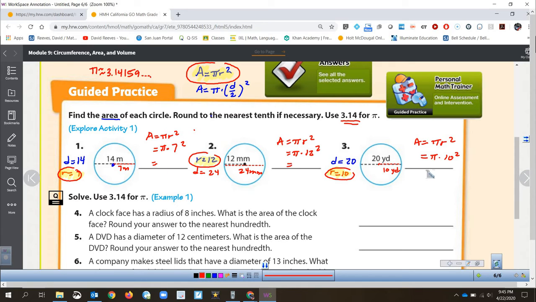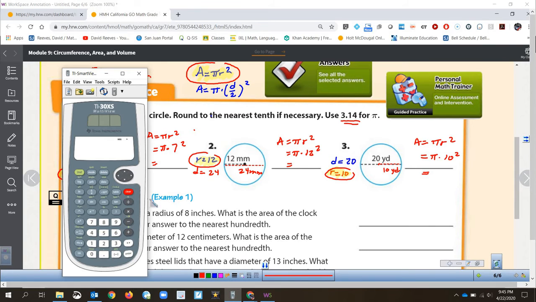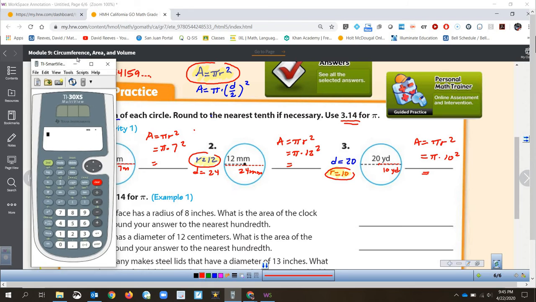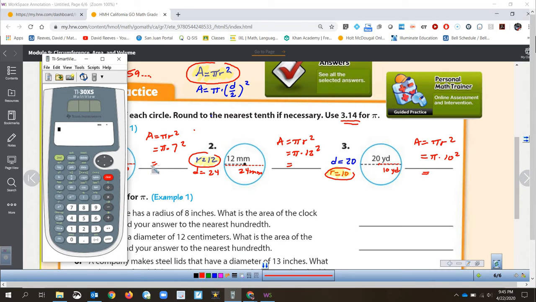Once you've done that, now is a great time to go to your calculator, and we're going to do this in our calculator. So I'm going to pull up my calculator. And I want to remind you, if you're using a scientific calculator, there is no order of operations.